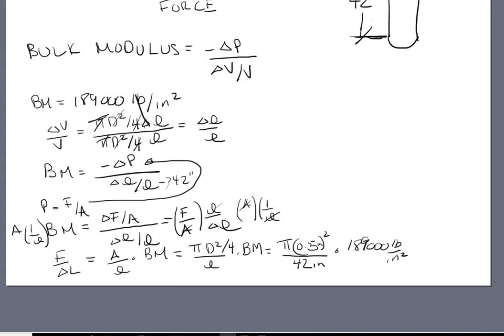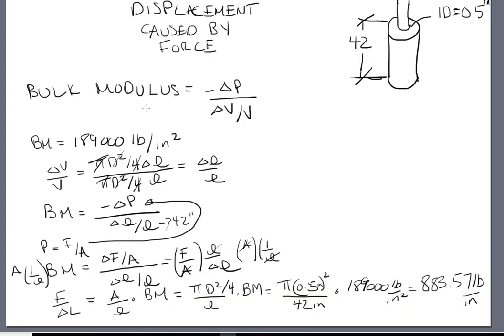So if you multiply this out, you get 883.57 pounds per inch, which would give you the stiffness of the linear actuator filled with machine oil.